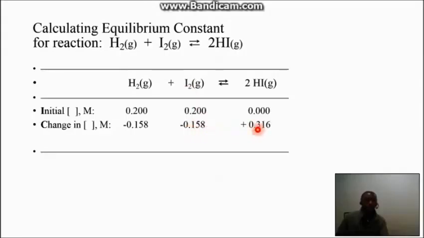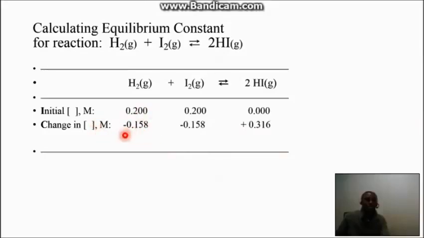So half of this is used up for iodine and half of this is used up for hydrogen, because the ratios between hydrogen and HI are 1 to 2. The ratios between iodine and HI are 1 to 2. So this should be double and this should be single.